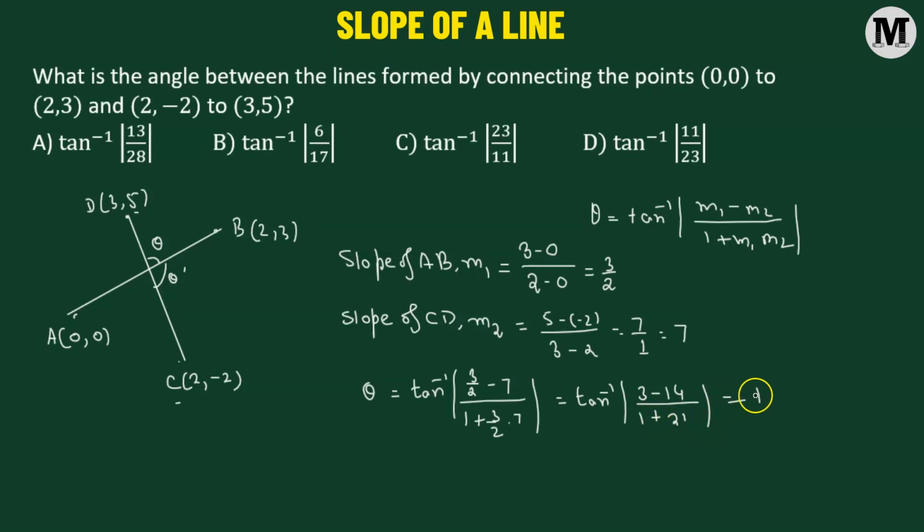That will be equal to tangent inverse of the absolute value of -11 over 20. This is going to be 2. It's 2 plus 21, so it's going to be 23. And since absolute value makes everything positive, we have tangent inverse of 11 over 23, which means that option D is going to be the correct value.